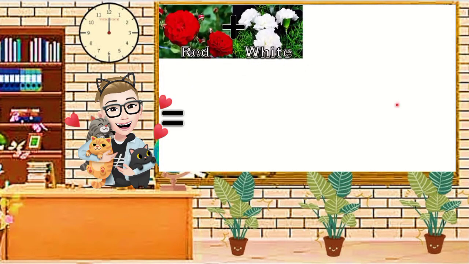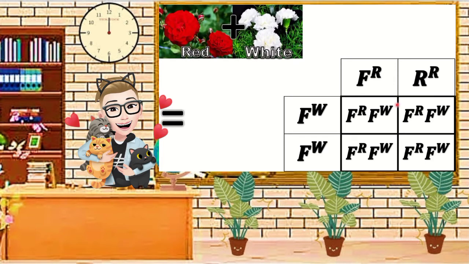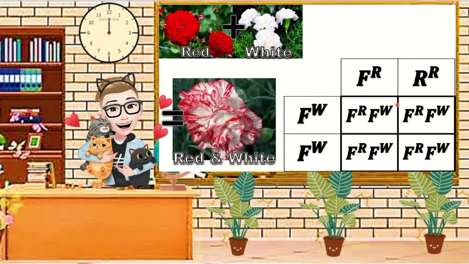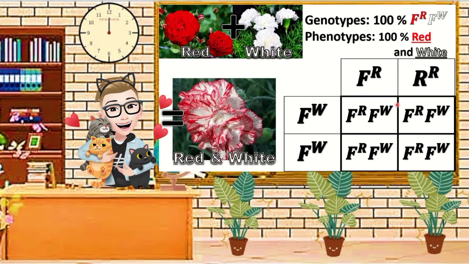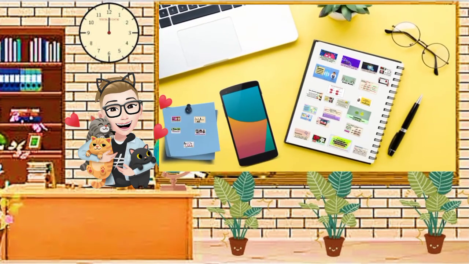Now, let's have an example. Let us cross the red and the white flower. As you can see, this is the result. All of the boxes are FR and FW, so 100% red and white flower. Now, let's have another activity in which you are going to identify the picture that I'm going to show you, either incomplete dominance or codominance. Let's start with the first picture.